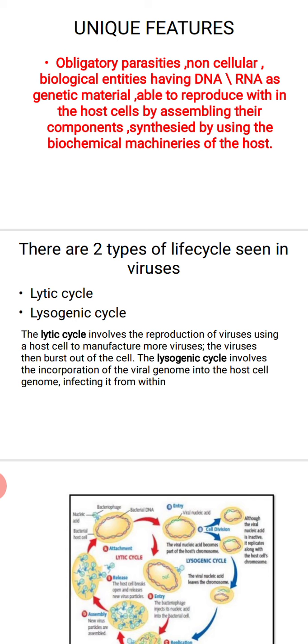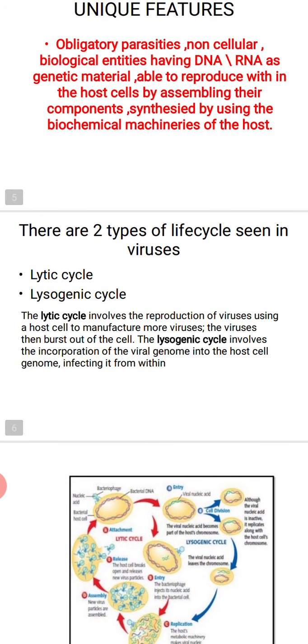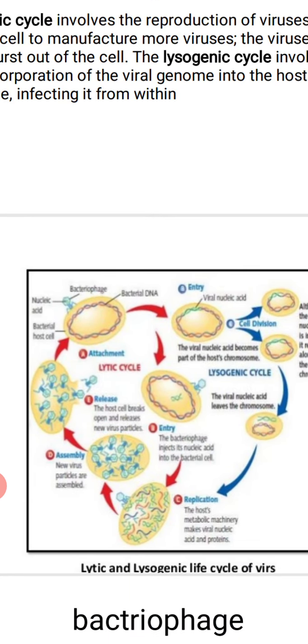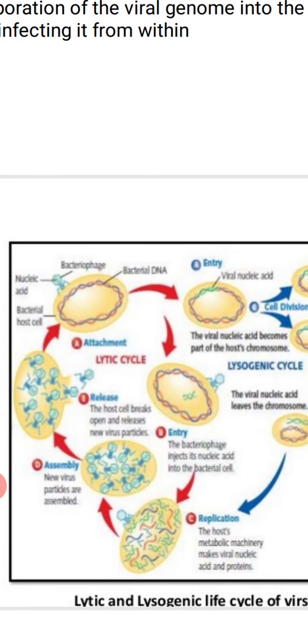Before that, I want to say about the term bacteriophage. A bacteriophage is a virus which infects bacteria, and it is a really complex virus that can follow two cycles, lytic or lysogenic. A virus that follows only the lytic cycle is called a virulent phage, and those which can undergo both are temperate phages. So here we can see the diagram of the lytic cycle and lysogenic cycle.